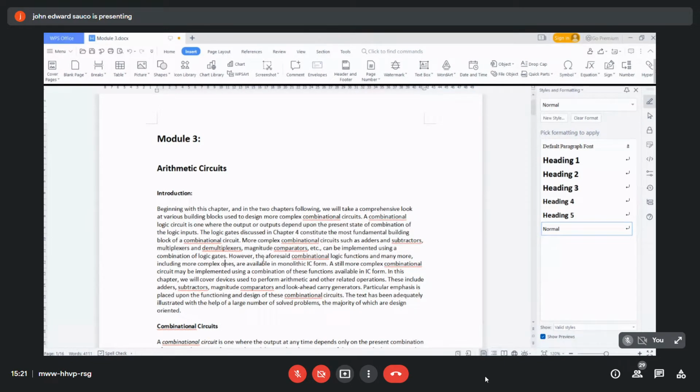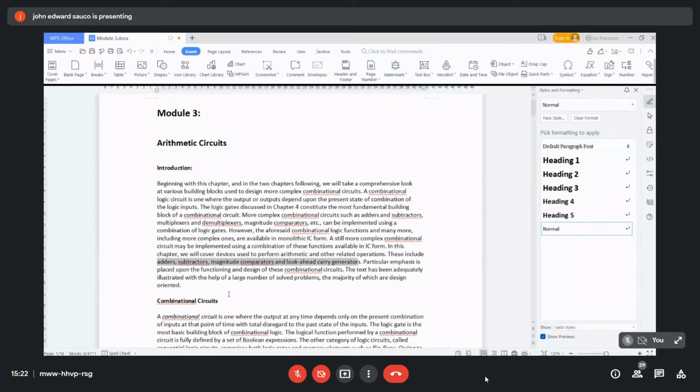However, the said combinational logic functions and many more, including more complex ones, are available in monolithic IC form. So, yung more complex combinational circuit may be implemented using a combination of these functions available sa IC form. So, sa chapter na to is cover natin yung devices we use to perform arithmetic and other related operations. So, ito yung adder and subtractor, yung sinabi ko kanina.